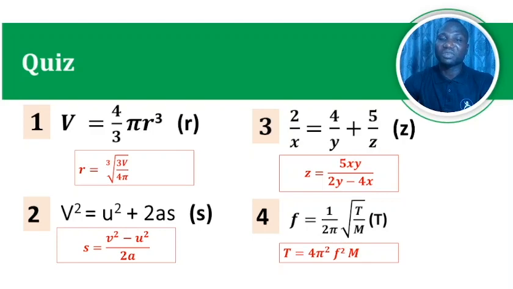And lastly, for number 4, you have to make t the subject. Your answer should be 4 pi squared f squared m. Go ahead now and try this example, and let's see if you'll be able to arrive at the answers shown on the screen.